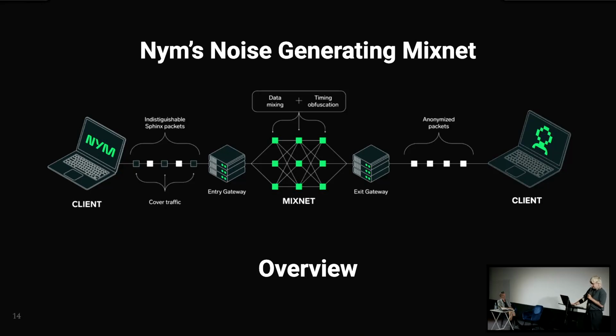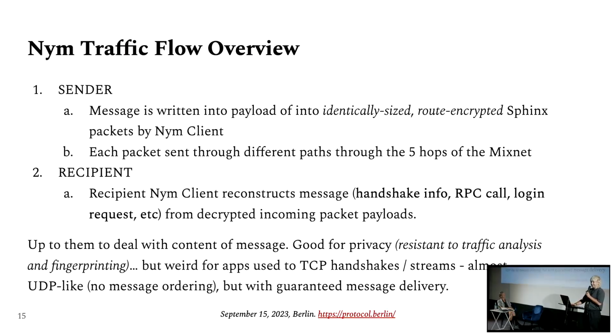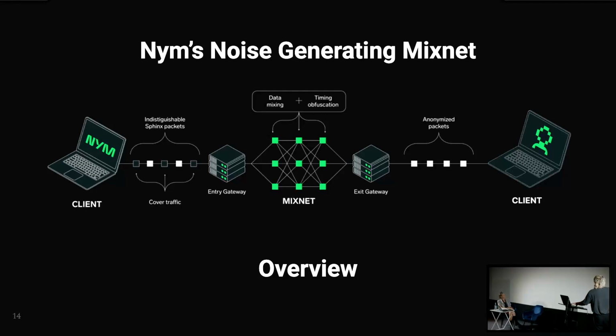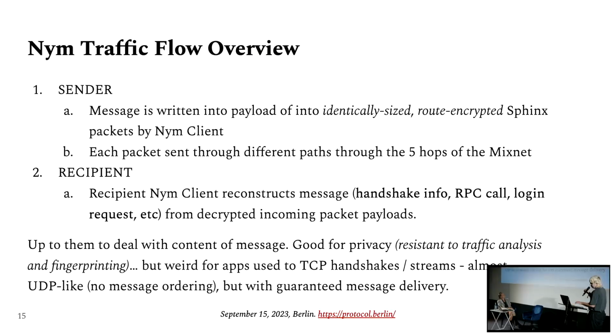We're now going to dig into the details. Sorry, I skipped forward on my own slides. If I want to send a message from client to client, I write my message into the payload of a couple of Sphinx packets and send them through this flow. Each packet is actually routed on its own as well. This is another key distinction from Tor. With Tor, you set up a circuit and just stream through that. But all of our packets are routed independently and then reassembled on the other side.